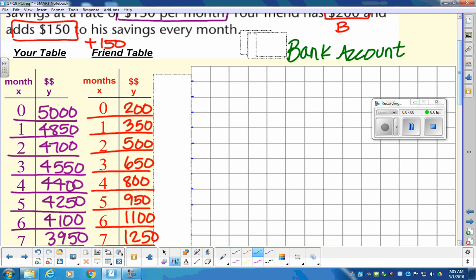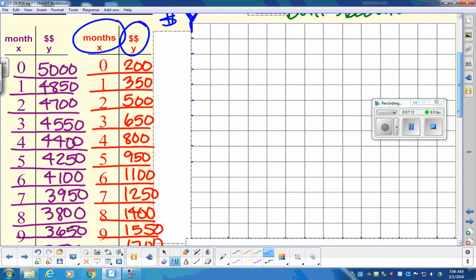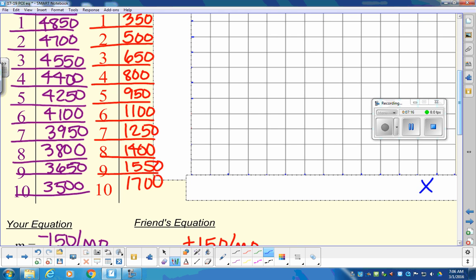All right. On our y-axis, it says very clearly what the label is going to be. It's going to be money. That's what our y-axis is going to be labeled. Here's our y-axis. And our x-axis is going to be months. We want to know when the two girls will have the same amount of money. These are our months on the x-axis down here.